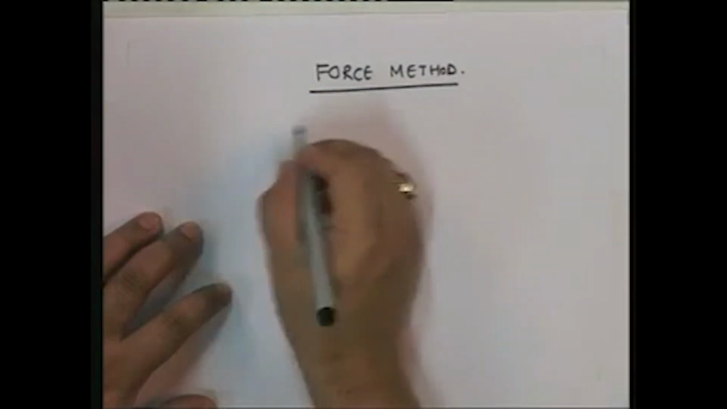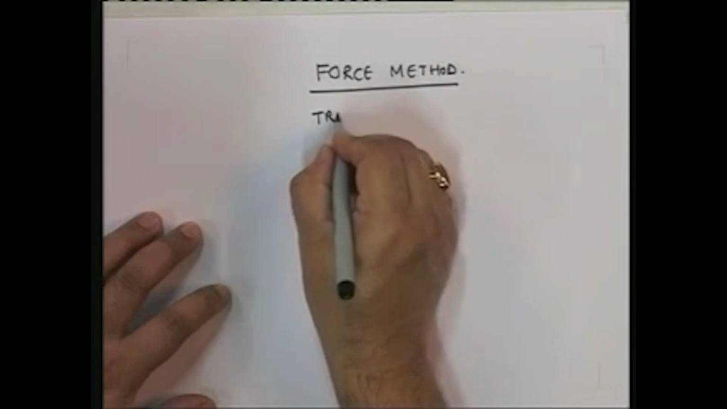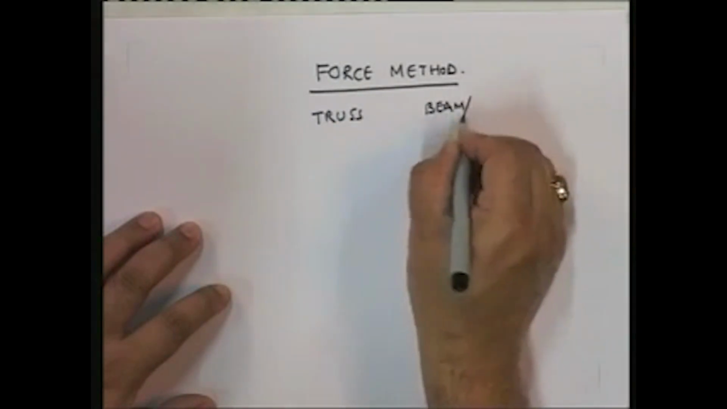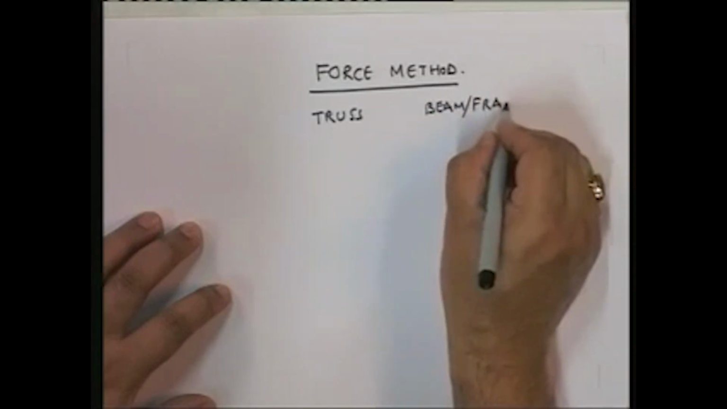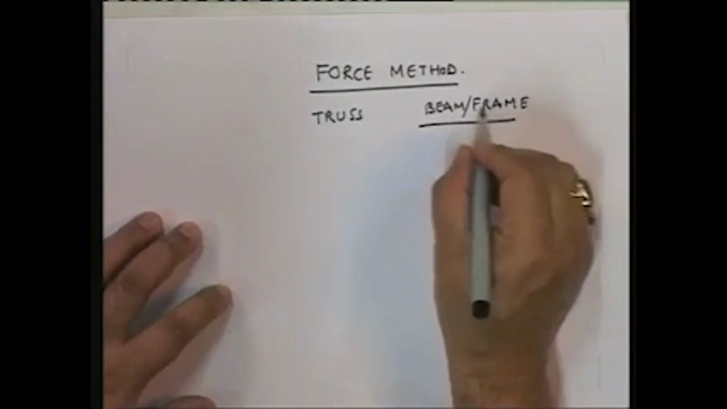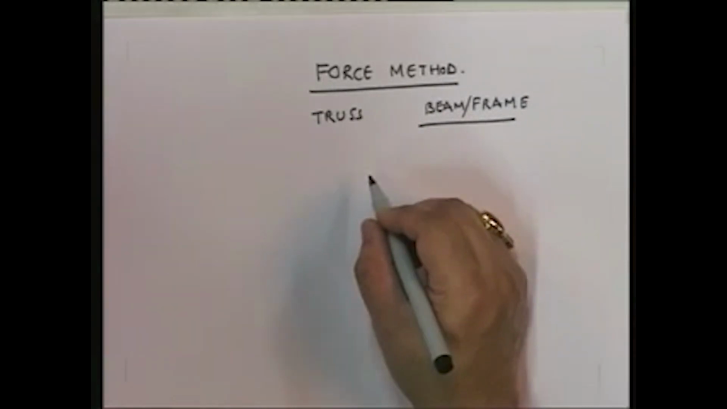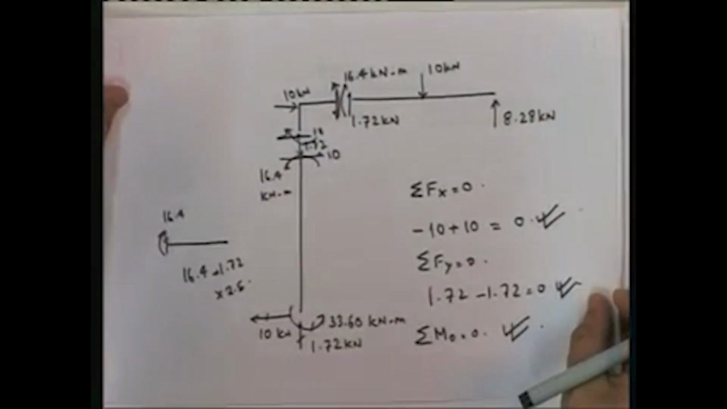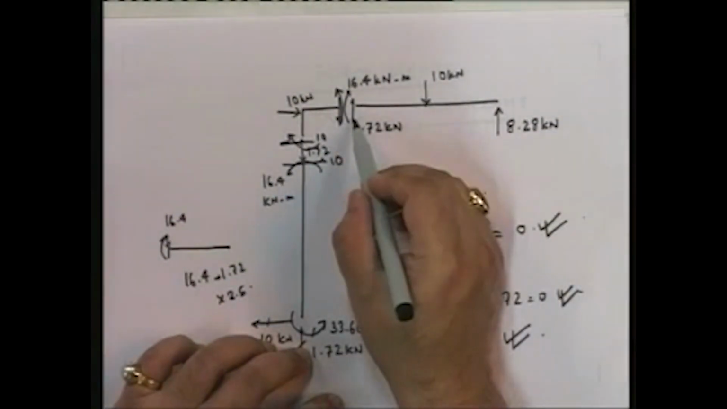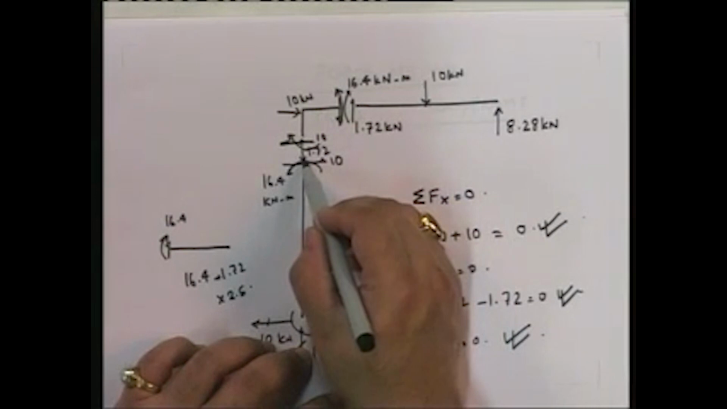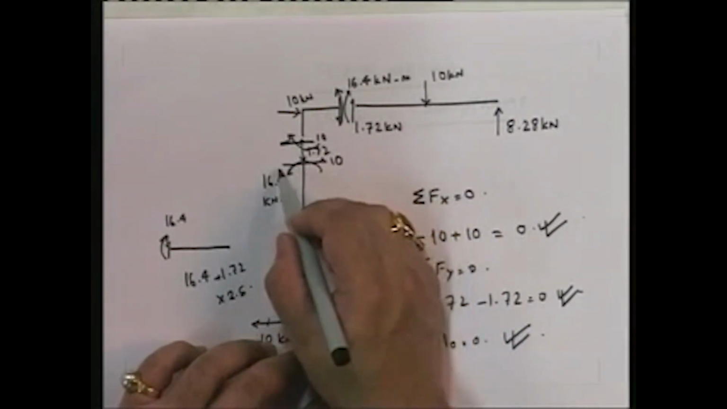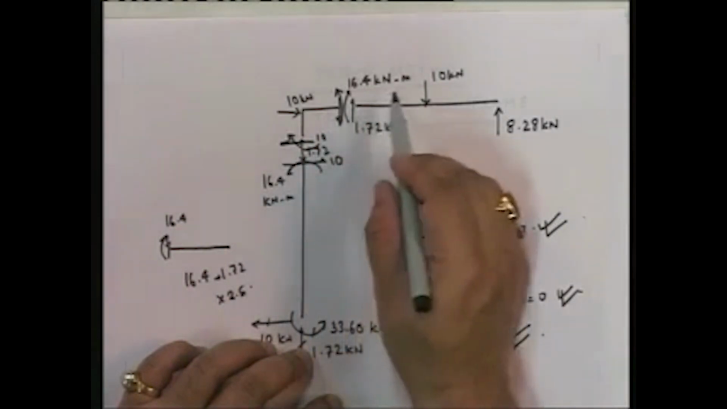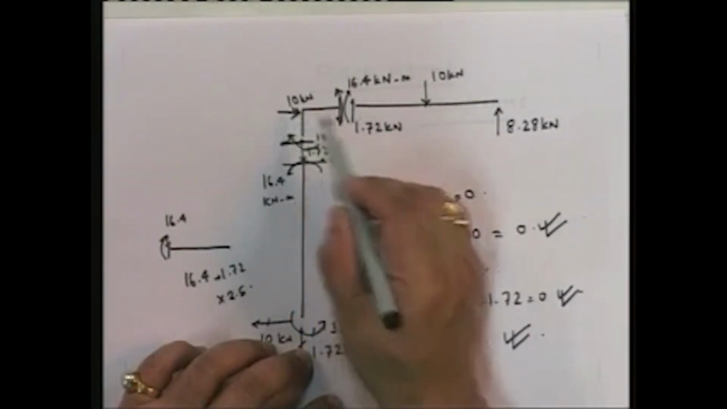This is irrespective of whether you have a truss or beam frame. In a beam frame, the only difference between a beam and a frame that I pointed out that day was that in a frame, whatever is shear over here becomes axial force over here, and whatever is shear over here may become axial force here.